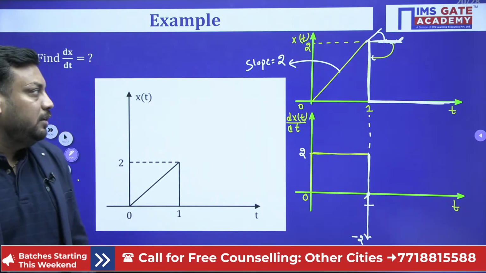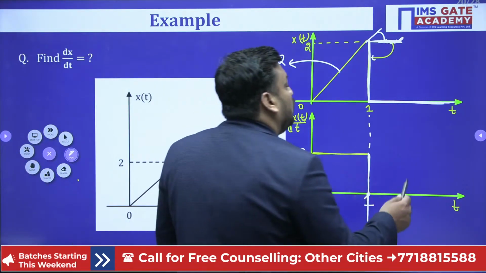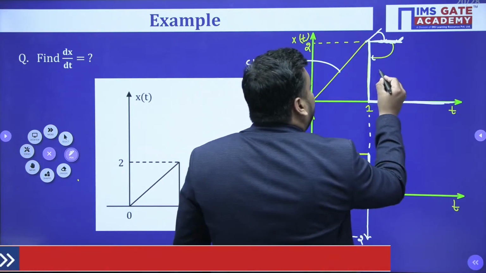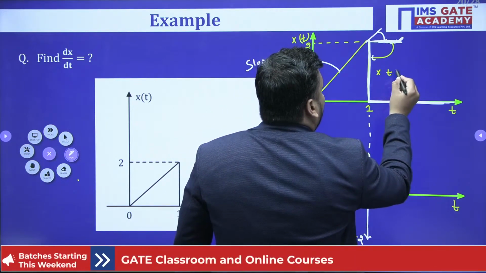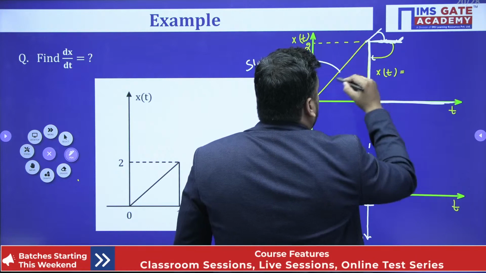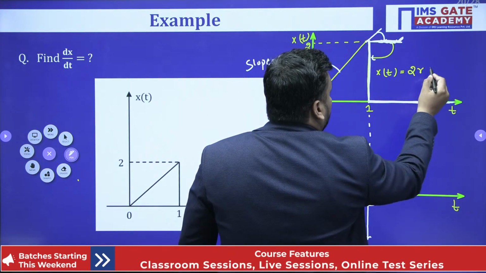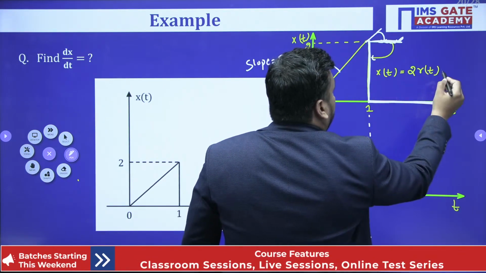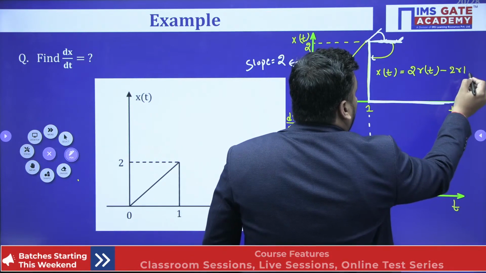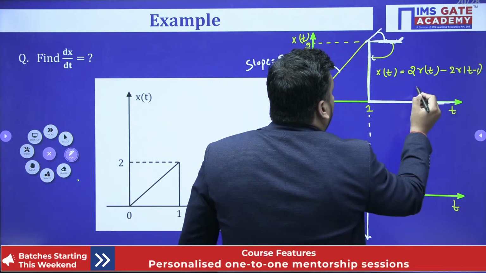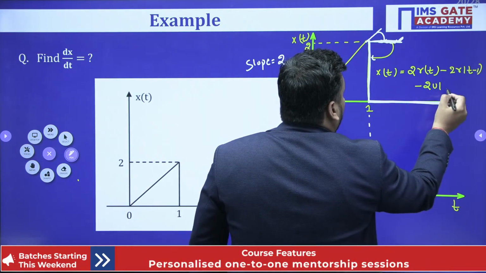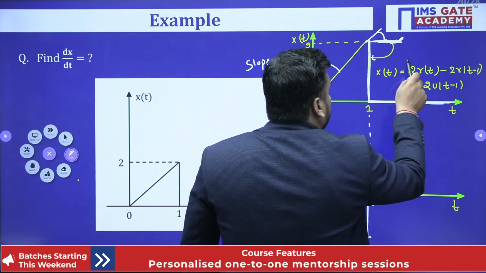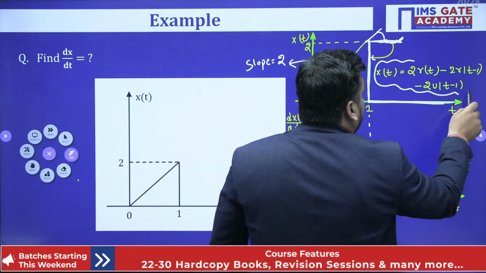Shabash Vaidehi beta. You can also prove it by writing the mathematical equation. If you wish to write it, you should start like this: twice of r(t) minus twice of r(t-1) and finally minus twice of u(t-1). So this is the complete mathematical equation of x(t).